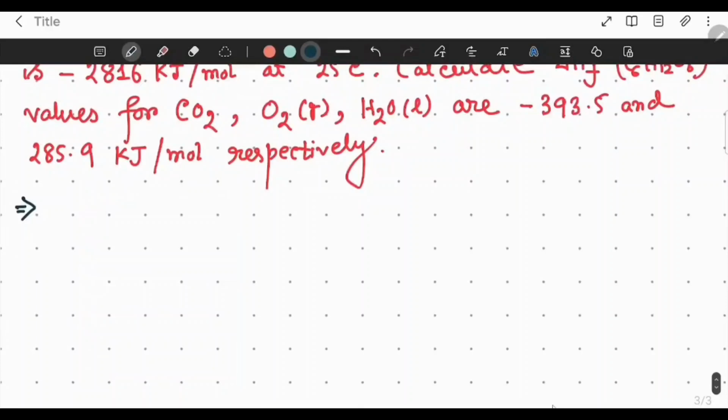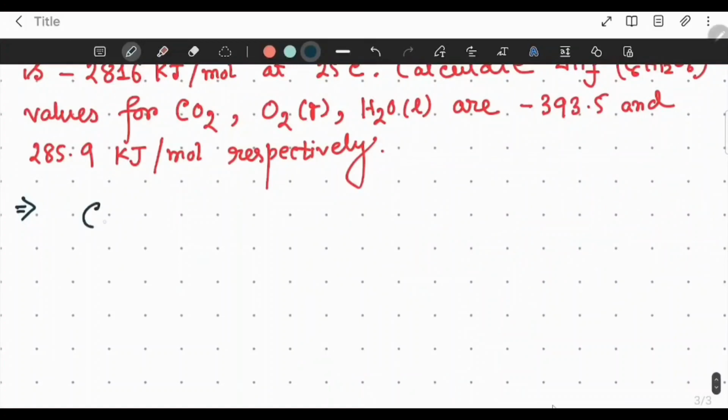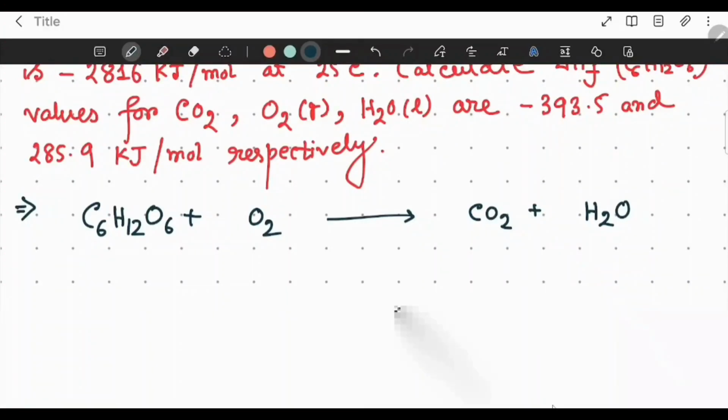So first we have to understand the reaction. What is the reaction here? The glucose is burning in the presence of oxygen. This is C6H12O6. In the presence of oxygen, it will burn and produce CO2 and H2O. Now we have to balance the equation. 6 will be there, 6 will be there as well. So now the oxygen will be 18, meaning there will be 6, 12, 6 is there, so 6 oxygen will be there. So this will be the balanced equation.